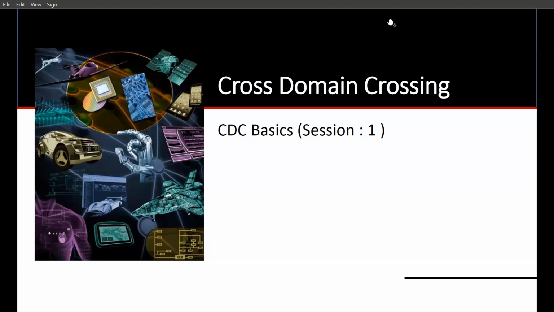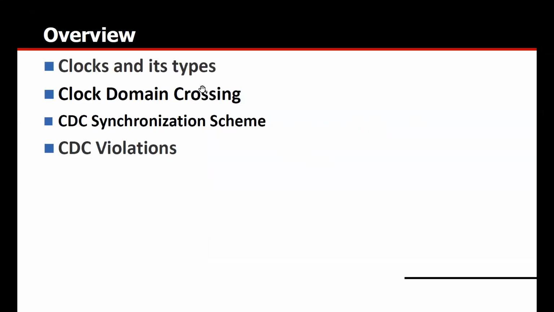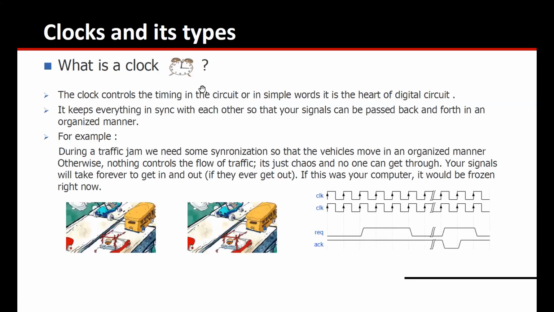Okay. So you're almost there. Clock domain crossing is, generally, what we have in our digital design is clock. So when you see any digital design, it works on a single clock or multiple clocks.